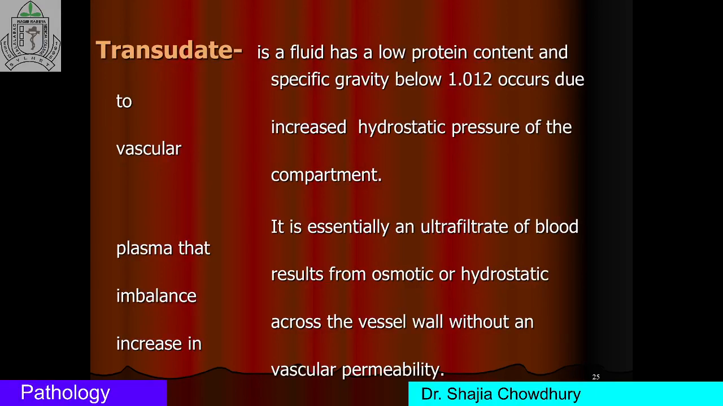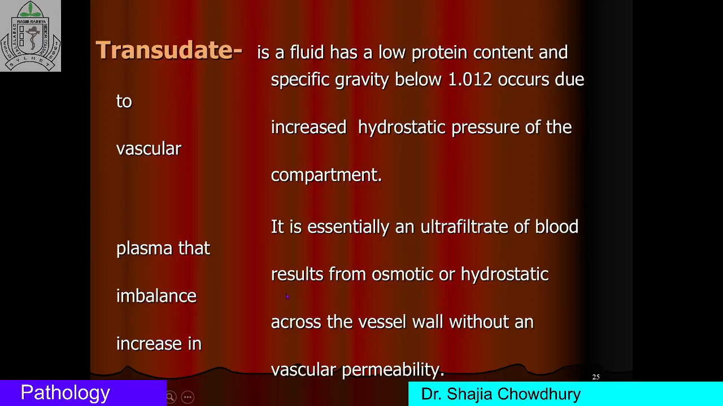Now, what is transudate? Transudate is a fluid which has low protein content and specific gravity below 1.010, and occurs due to increased hydrostatic pressure in the vascular compartment. Increased hydrostatic pressure and low protein content. This is the important point: increased hydrostatic pressure, low protein content and low specific gravity.